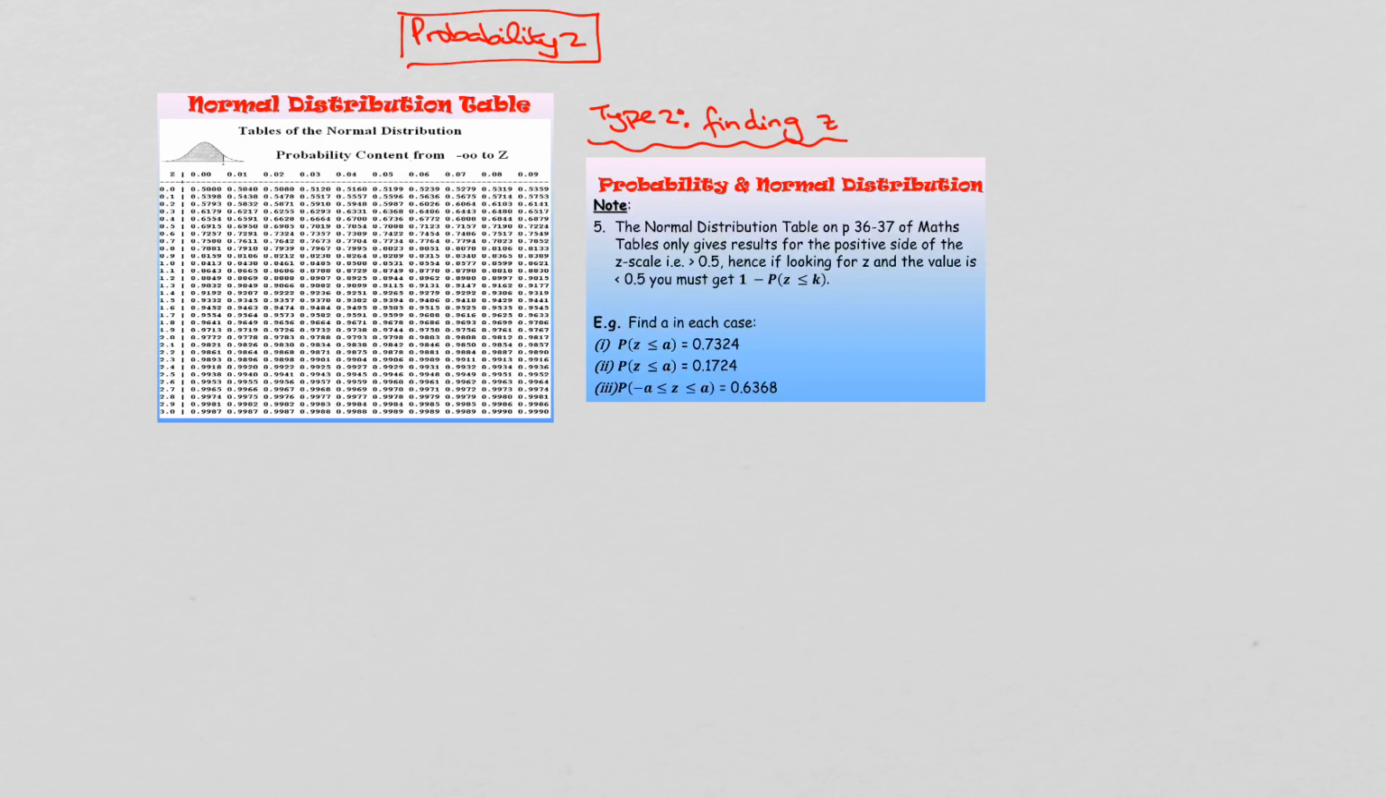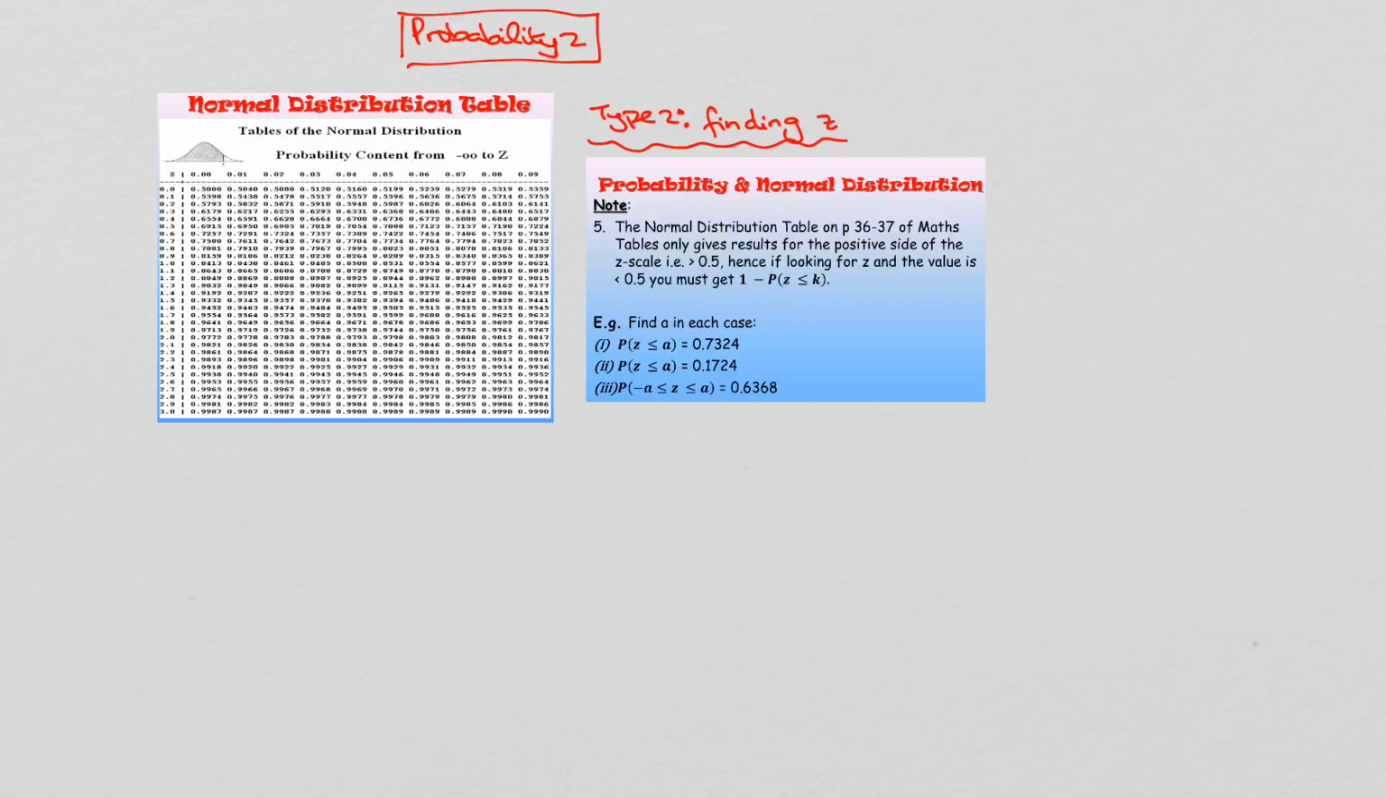Normal distribution table, type 2, finding z. So what's important to note here when we're looking for our z value in these questions is that we're going to be given the probability. And if we're given the probability greater than 0.5, then we know that the z-score is going to be a positive value. Whereas if we're given the probability less than 0.5, then we know the z-score has to be a negative value.